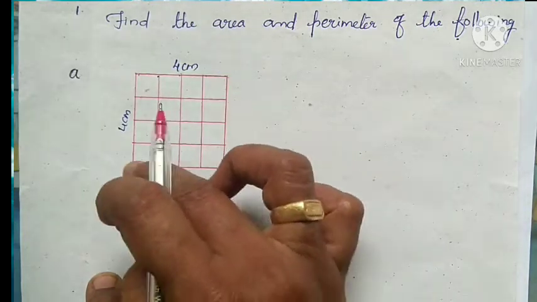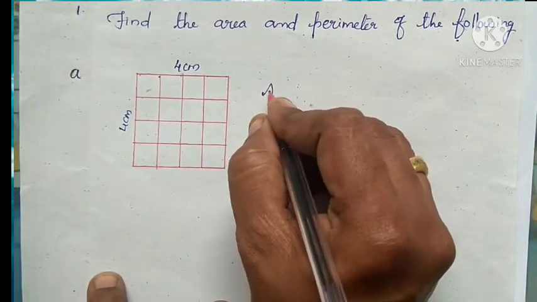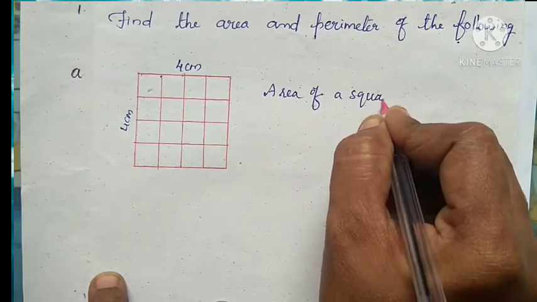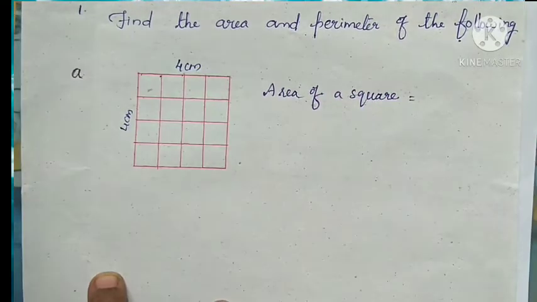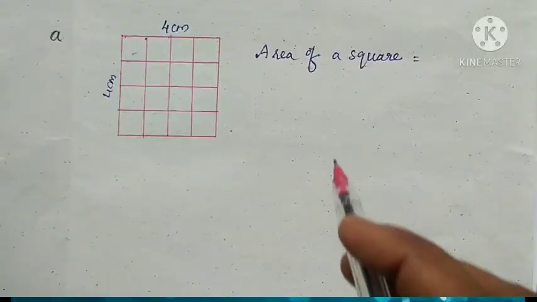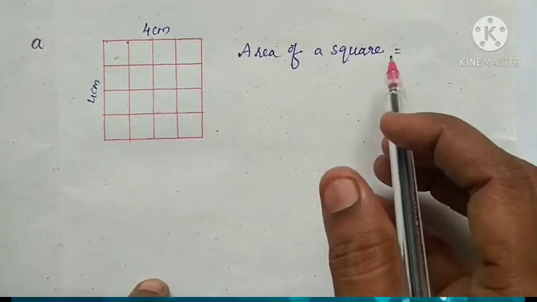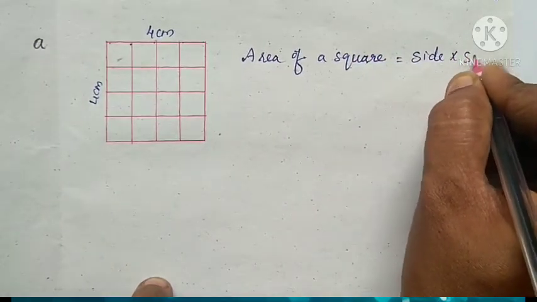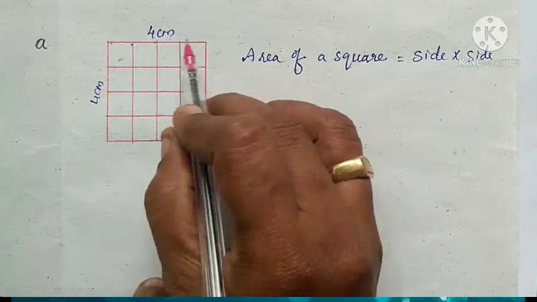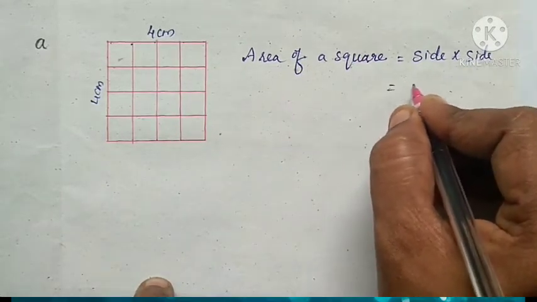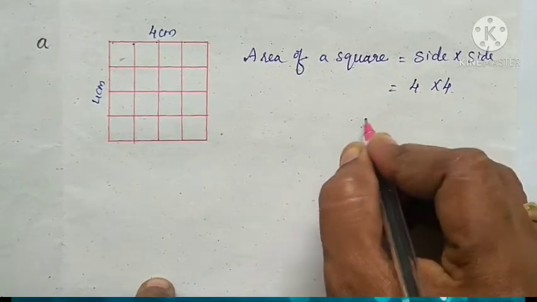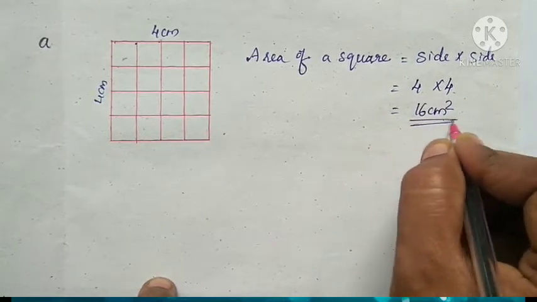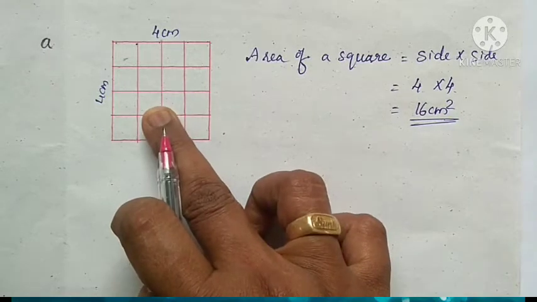So this is a square. So the area of a square is equal to, you have to already know how we find the area of a square. Yes, the area of the square is equal to side into side. Here we know the side measurement. So what is the measurement? 4. 4 into 4, 16 centimeter square. So the area of this figure is 16 centimeter square.